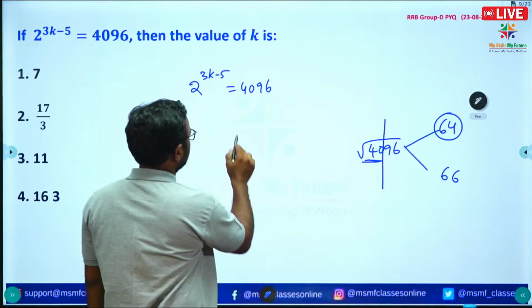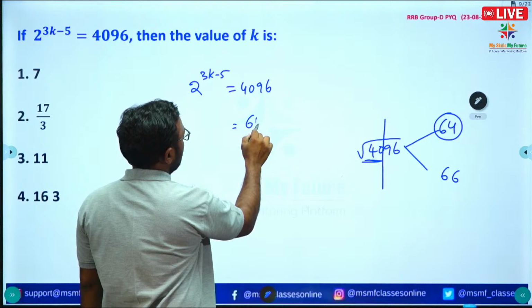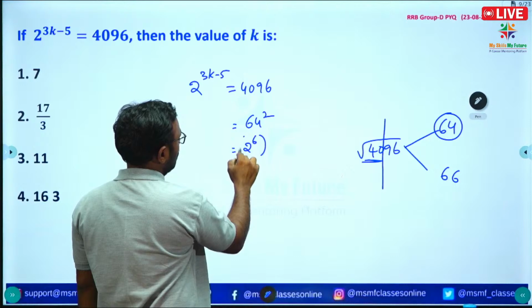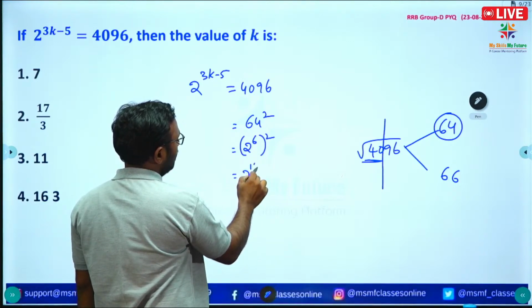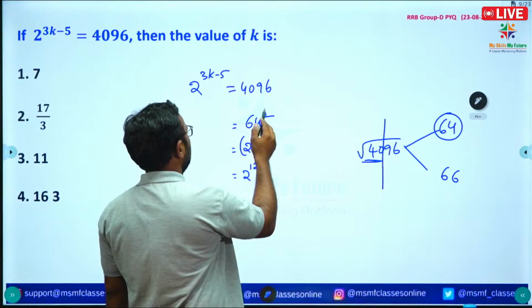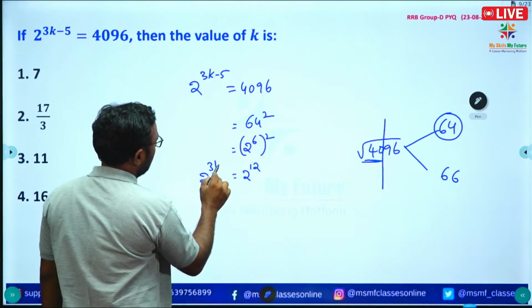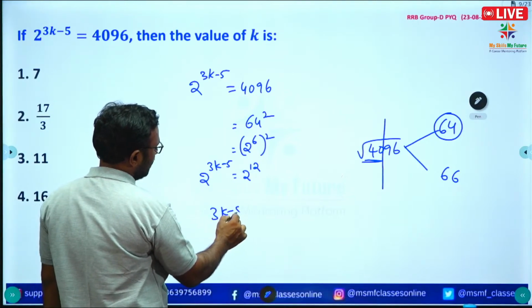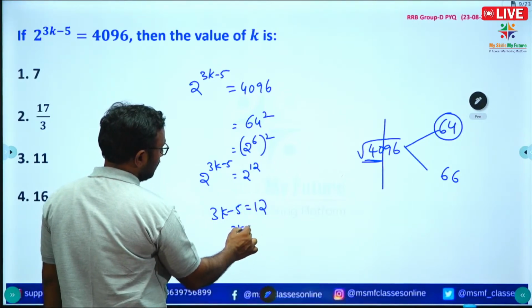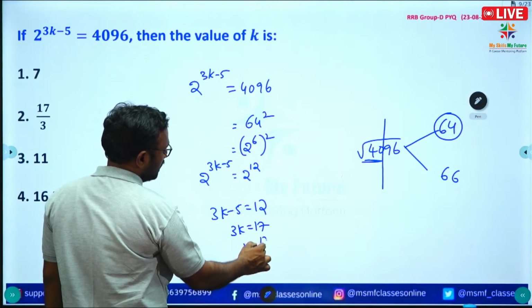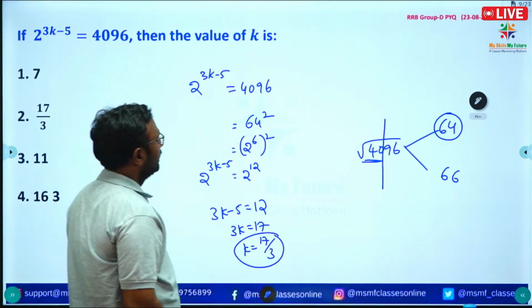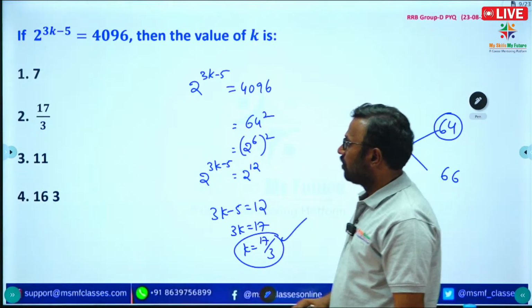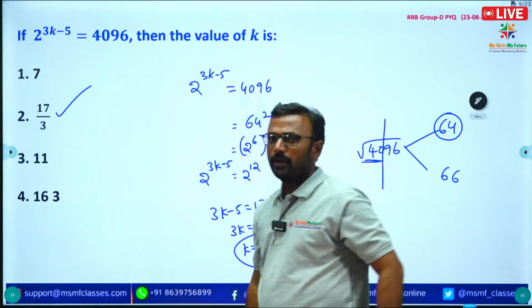Okay, right. See here, we can write it as 64 square. 64 is 2 power 6, so squared, 2 power 12. So directly, 2 power 3k minus 5 is equal to 2 power 12. Then 3k minus 5 is equal to 12, 3k is equal to 17, k is equal to 17 by 3. They gave the question to find the value of k. So k is equal to 17 by 3. Option 2 is correct.